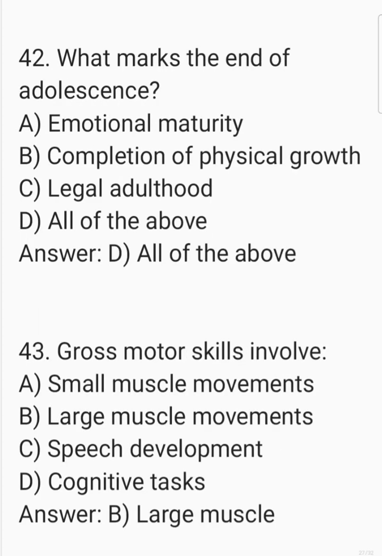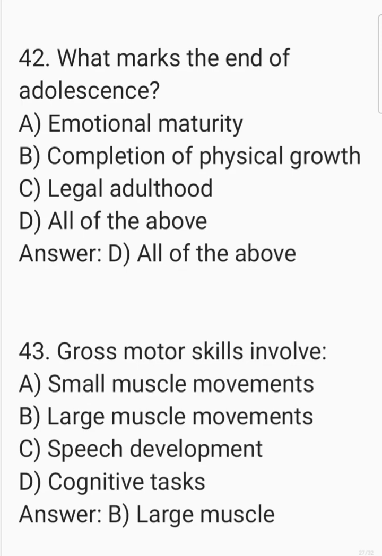42. What marks the end of adolescence? A. Emotional maturity, B. Completion of physical growth, C. Legal adulthood, D. All of the above. Answer: D. All of the above.